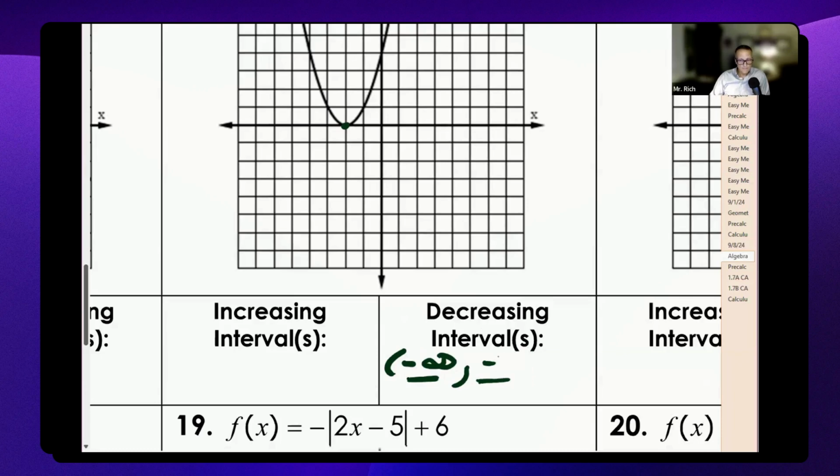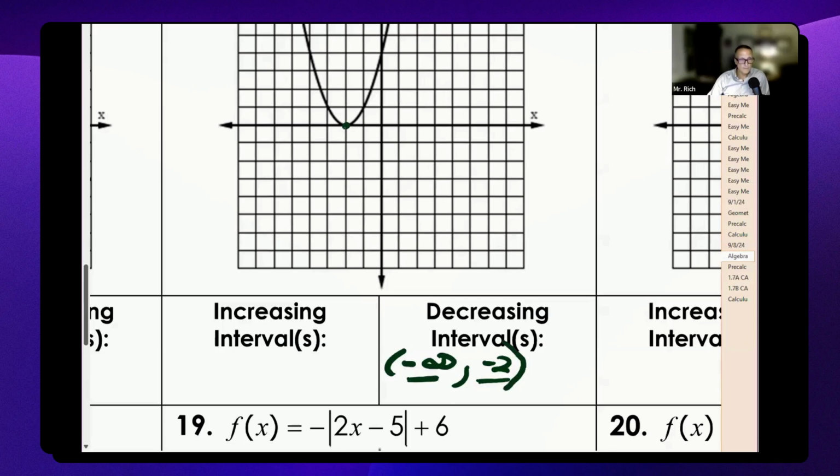Notice I'm not putting a bracket here because that wouldn't indicate that I'm including -2 in this interval. And I don't mean to do that because when I get to -2, it's no longer decreasing, nor is it increasing. It's kind of flattened out at the very bottom of this valley. So I'm going to indicate that by a soft parentheses.